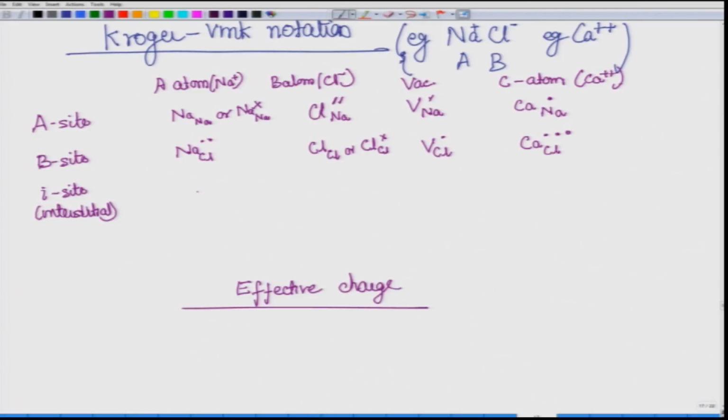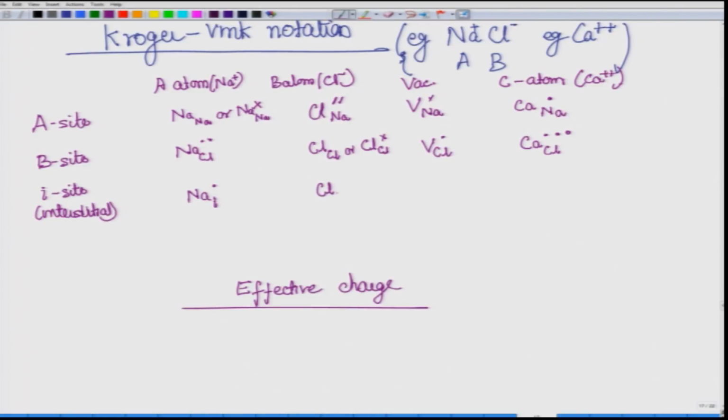Now, let us come to the interstitial site, because we are talking about impurity. Impurity, like we saw, can be substitutional as well as interstitial. Let us say that a sodium atom is sitting at an interstitial site. Interstitial is not supposed to have any charge. So, this is 1 positive, because Na has 1 positive charge. Whatever the charge is, it is more than what is expected, so it is shown as 1 dot.